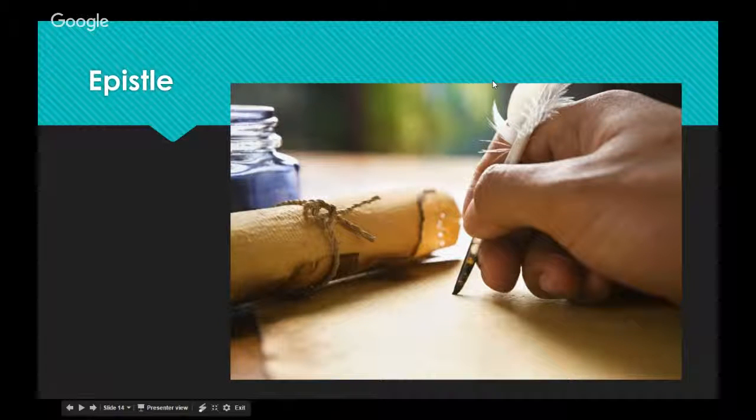And we have epistle. An epistle is essentially just a letter, but usually not just any letter. It's a formal letter. It's a didactic letter. It's one that's meant to teach. Probably the most famous example of epistles are actually in the Bible, the letters written in the New Testament from the different apostles to the Christians. They are all examples of these very formal, didactic letters meant to teach. And that's epistle.